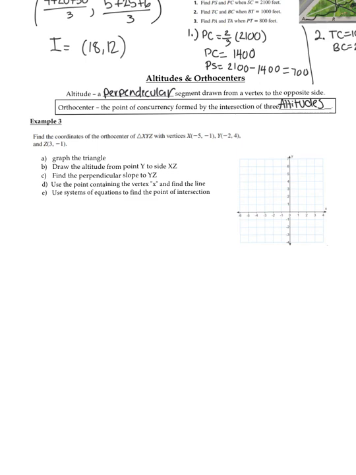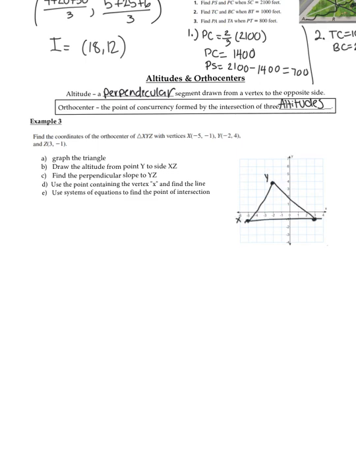So then you would use the vertex and the perpendicular slope, and then from there you would make your 2 equations, right? You would find your equations, and then you would use a system of equations to find the point of intersection. So let's try this with this example.